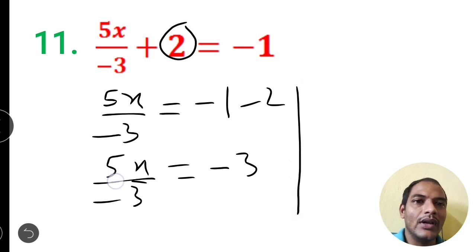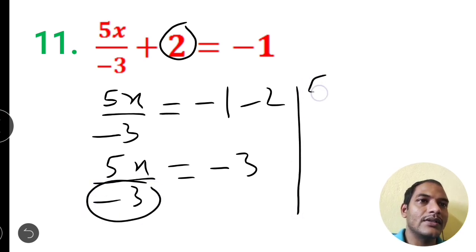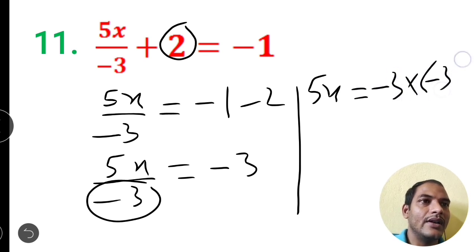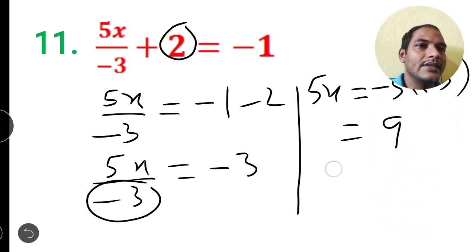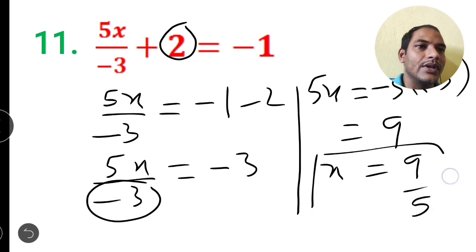So now the denominator is transposed to the RHS. So 5x equals minus 3. When you transpose to the RHS, it will multiply with minus 3. Minus into minus is plus, 3 3s are 9. So finally x equals 9 divided by 5. So the x value is 9 by 5.